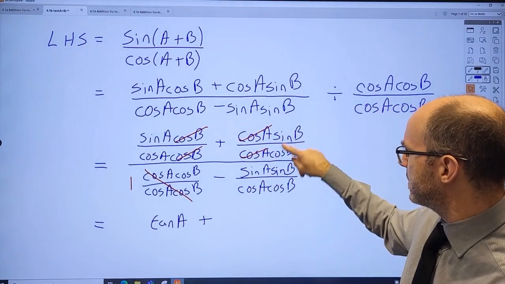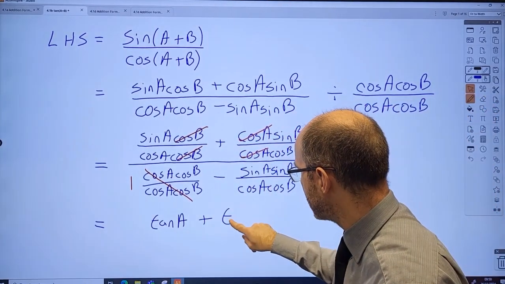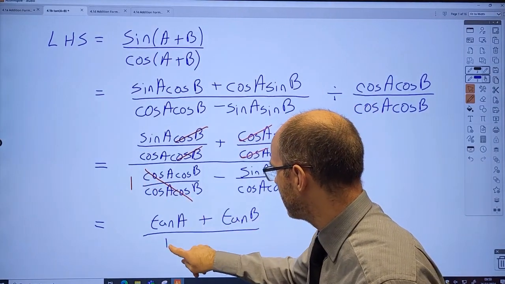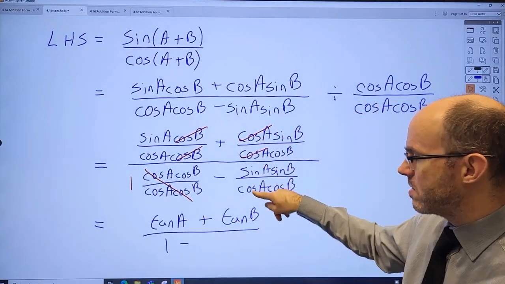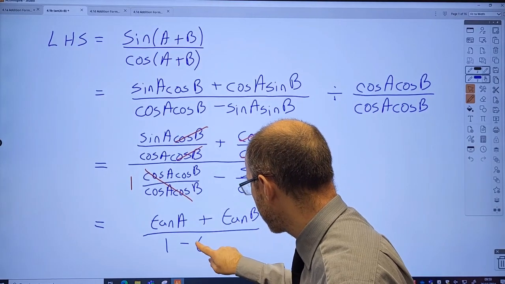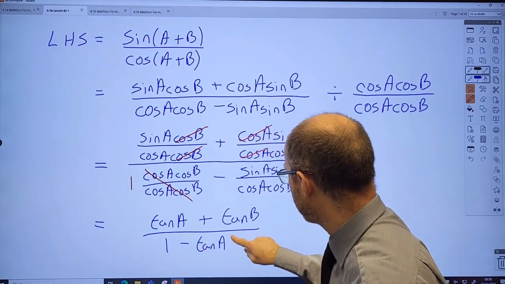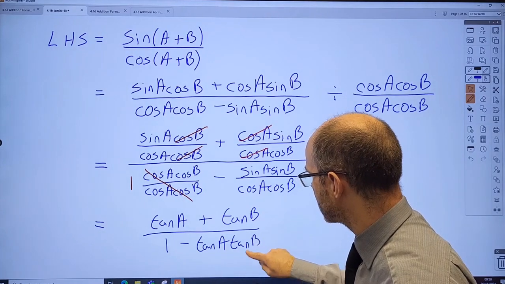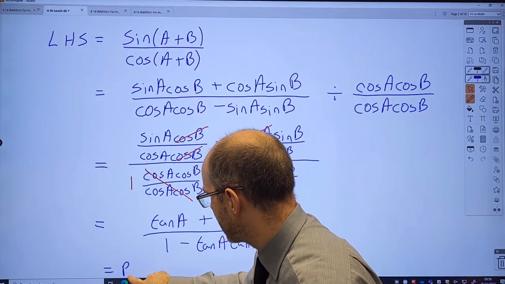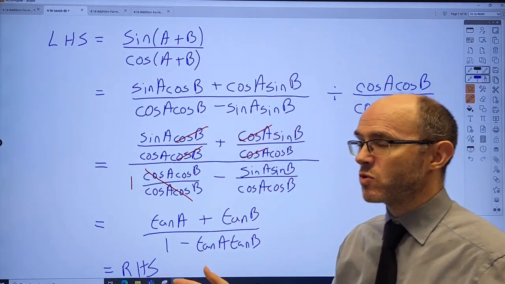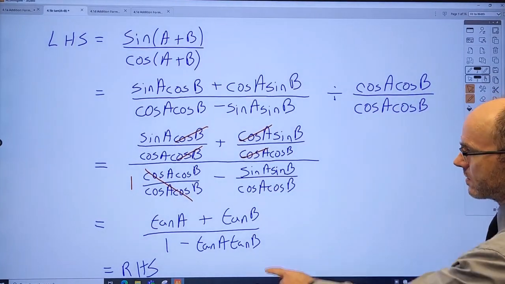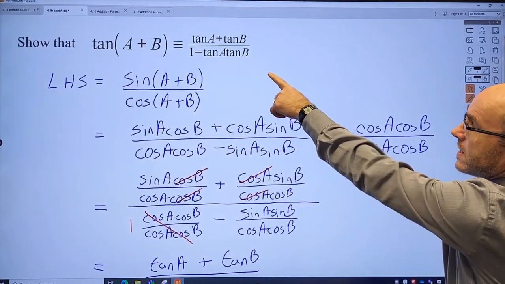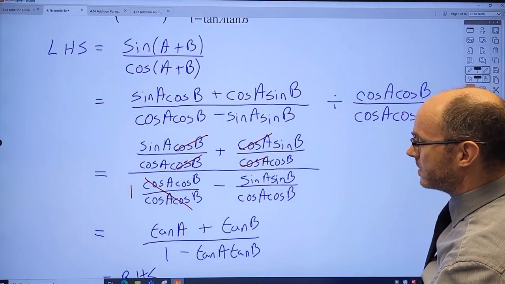plus sine B over cos B, which is tan B, all over 1 minus sine A over cos A, which is tan A, and sine B over cos B, which is tan B, which is the right hand side, as required. I'll just scroll up and check that. There it is, tan A plus tan B over 1 minus tan A tan B.